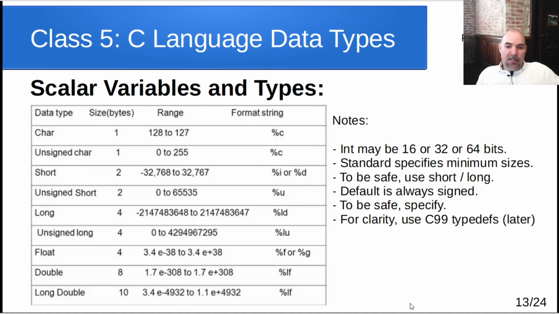As far as signed and unsigned, the default is always signed. So if you want something unsigned, specify. If you don't, then you can leave it off. But again, to be safe, specify. And for clarity of your code, there's actually another way to specify these rather than using the original C language types, which is a set of C99 typedefs. We're going to look at that toward the end of today's lecture.